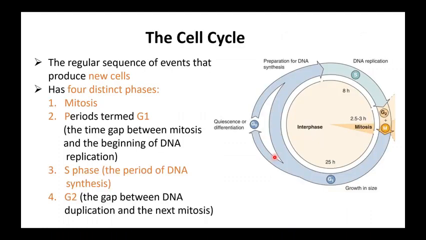Cell cycle, you must have learned about it. We'll quickly go over some of the main steps of the cell cycle. What is the end result of the cell cycle? Production of similar cells, two daughter cells. Four distinct phases our cells go through. Mitosis is a very short period of time. Mitosis itself is a short duration.